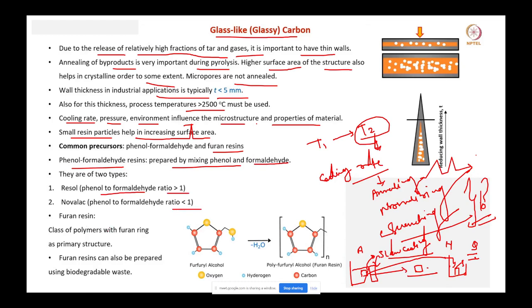Furan resins are a class of polymers with furan rings as the primary structure. I also do not have expertise in this, how they look. It's more of a chemistry thing. Furan resin can also be prepared using biodegradable waste. So these are some factual things, what it consists of and how it is prepared.